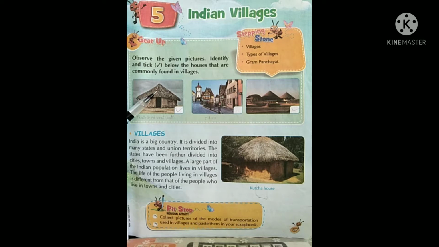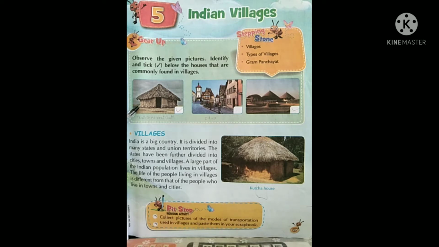Here, look at the pictures. Observe the given pictures, identify and tick below the houses that are commonly found in villages. What kind of houses can you see in villages? Here are three given pictures; you have to find out and mark it, tick.